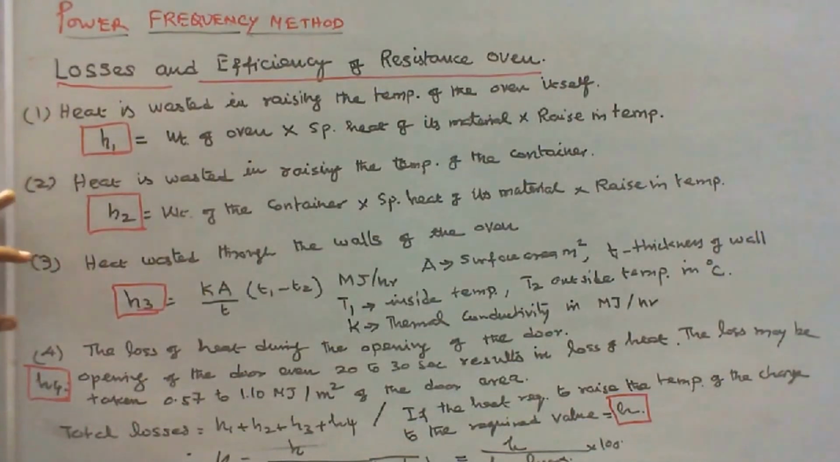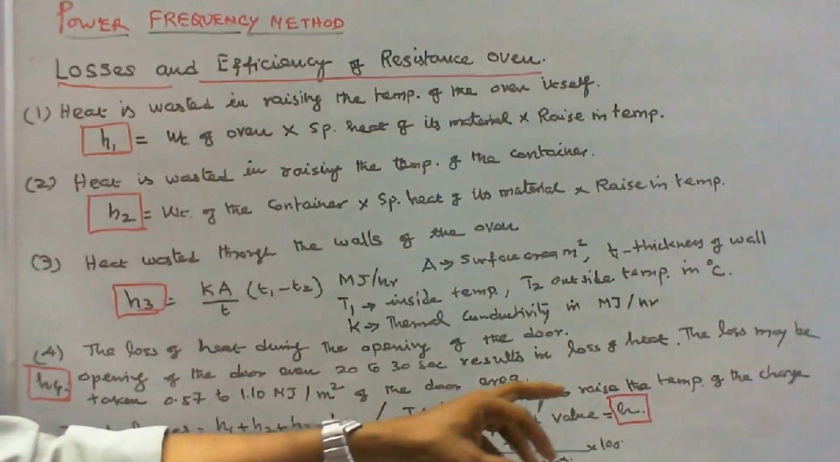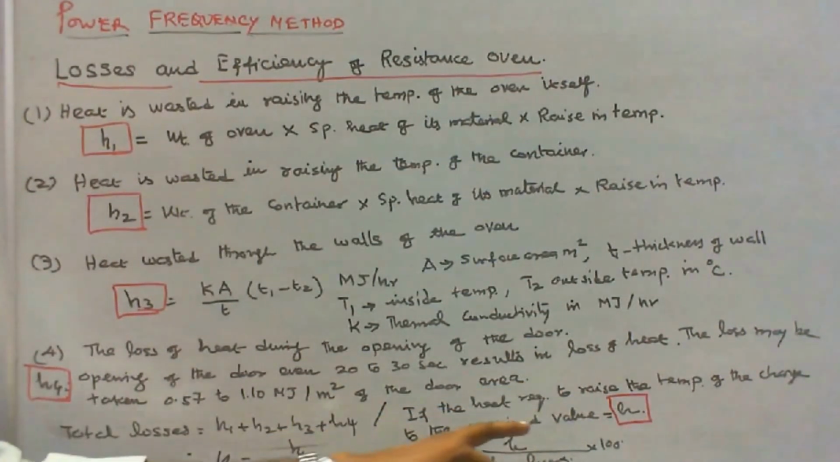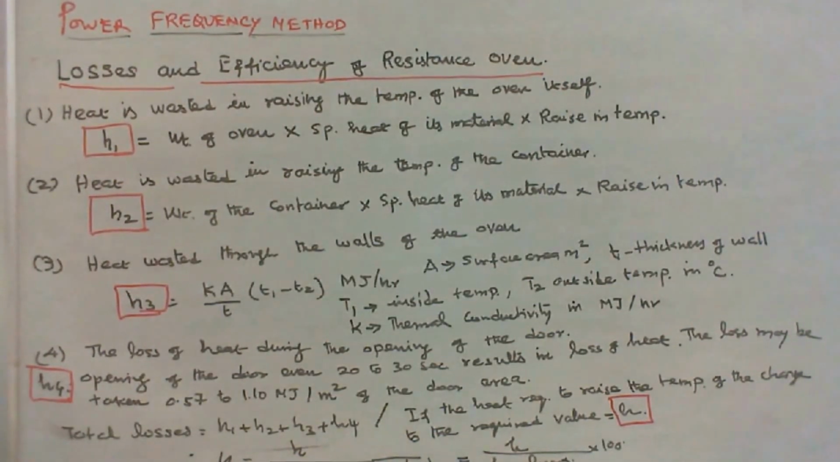Therefore, total loss is equal to H1 plus H2 plus H3 plus H4. If the heat required to raise the temperature of the charge to the required value is equal to H, therefore, efficiency is equal to H divided by (H plus H1 plus H2 plus H3 plus H4), or H divided by (H plus losses), into 100.